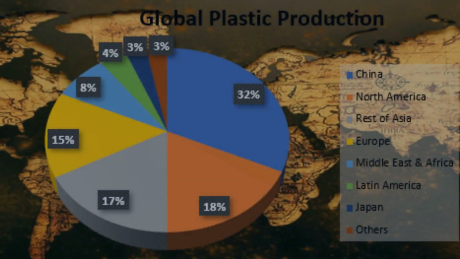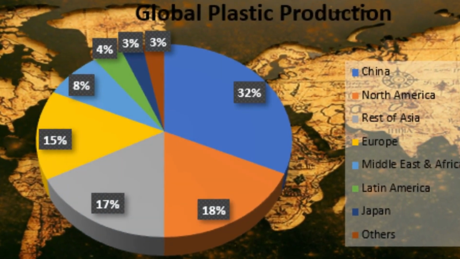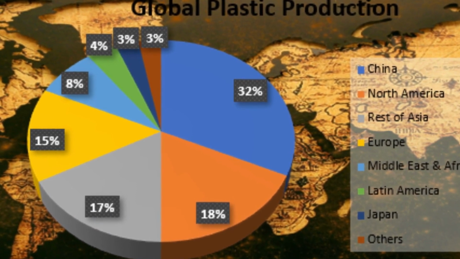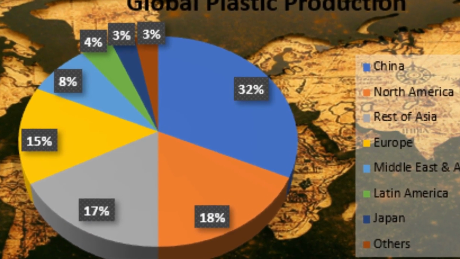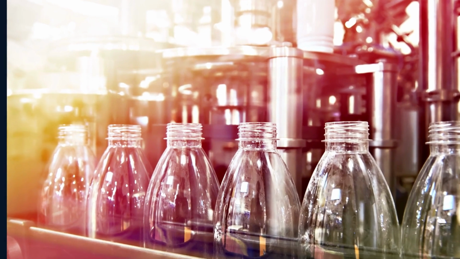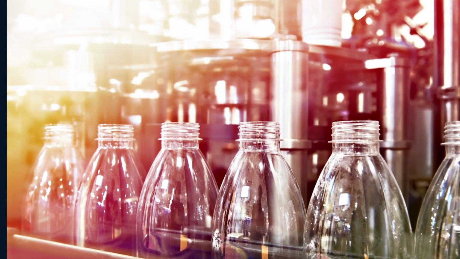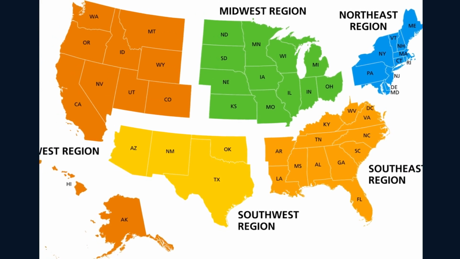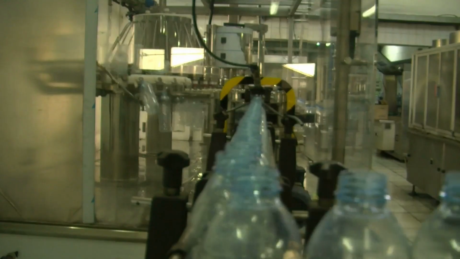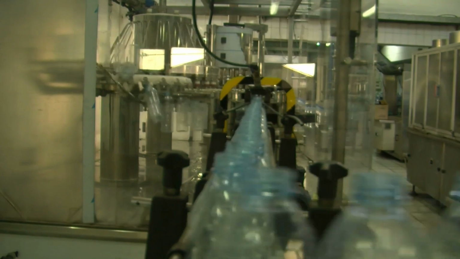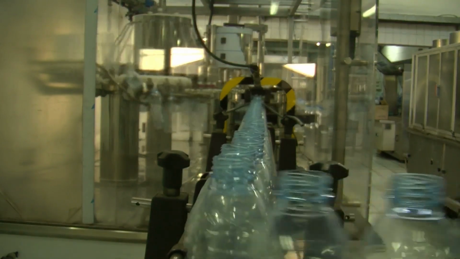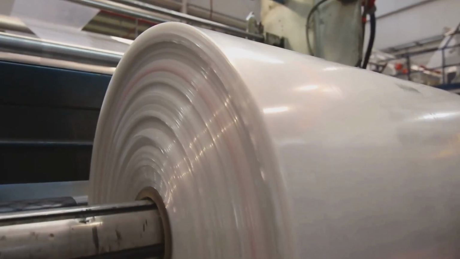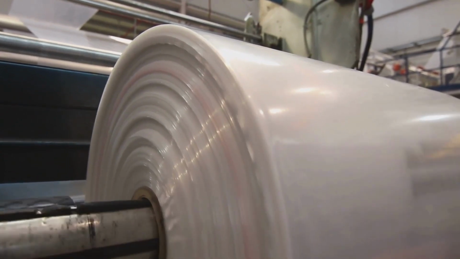China has been the largest producer and consumer of plastic for several years. Its manufacturing industry, extensive population, and high consumption levels contribute to its significant plastic production. The United States follows right after and is the second largest plastic producer due to its strong industrial sector and consumer demand. However, it's worth noting that China surpassed the United States as the world's largest producer around 2006.